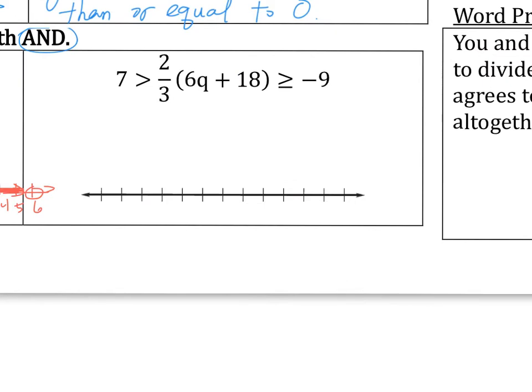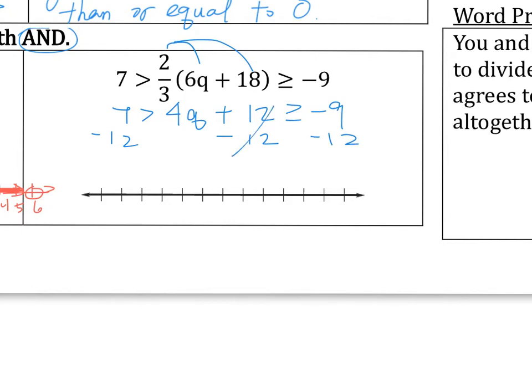And for this one, it's slightly more complicated. We need to distribute 2/3 into the sum of 6q plus 18. So 2/3 times 6 is 4, and 4 times q gives you 4q. 2/3 times 18 gives you 12. Copy the rest. And now we can simplify this. 7 minus 12 gives you -5.